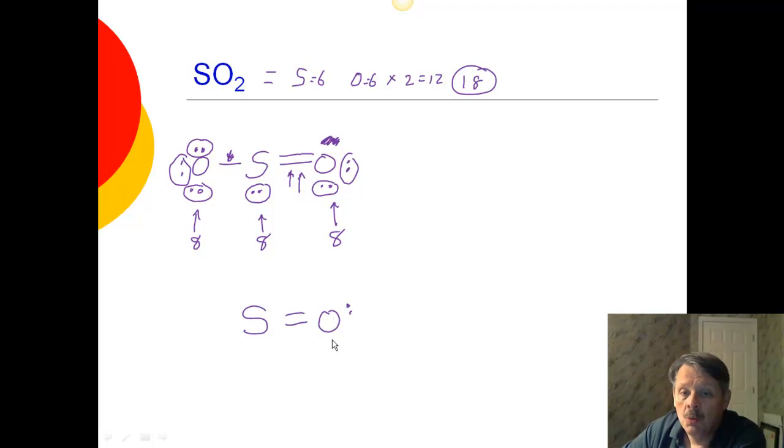O going to O on the other side. Now, could we just as easily have attacked this pair of electrons over here? Yes, it doesn't matter. They'd be mirror images of each other. So it doesn't matter whether you hit the left one or the right one. You'd have mirror images.